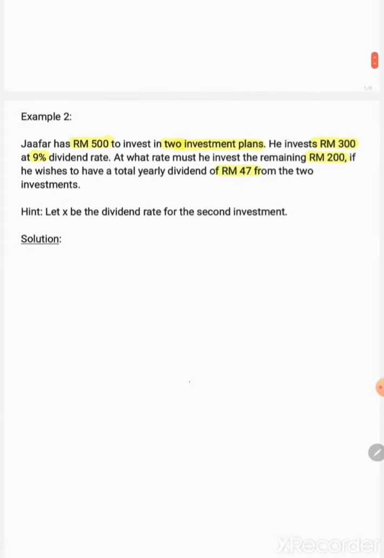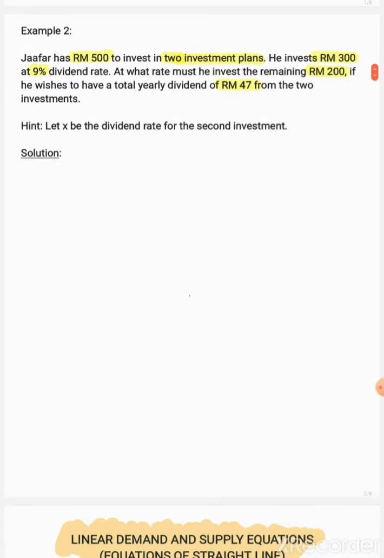Example 2. We have here Jafar has RM 500 to invest in 2 investment plans. He invests RM 300 at 9% dividend rate. At what rate must he invest the remaining 200 ringgit if he wishes to have a total yearly dividend of RM 47 from the 2 investments? Let x be the dividend rate for the second investment. So now we want to find the rate of the second investment.